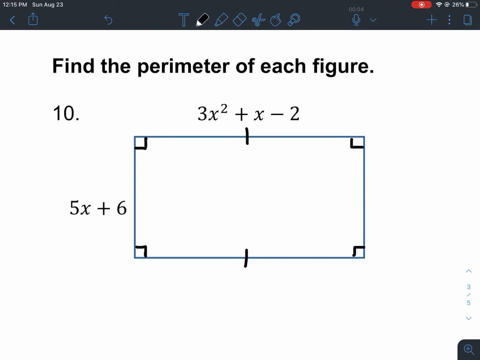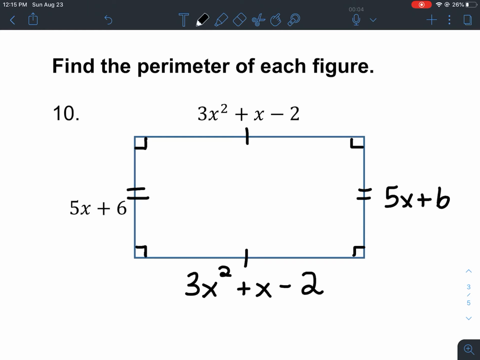So if this top side is 3x squared plus x minus 2, we know that here is also 3x squared plus x minus 2. Also, if this side length right here is 5x plus 6, we also know that this side length is 5x plus 6 because of the definition of a rectangle.